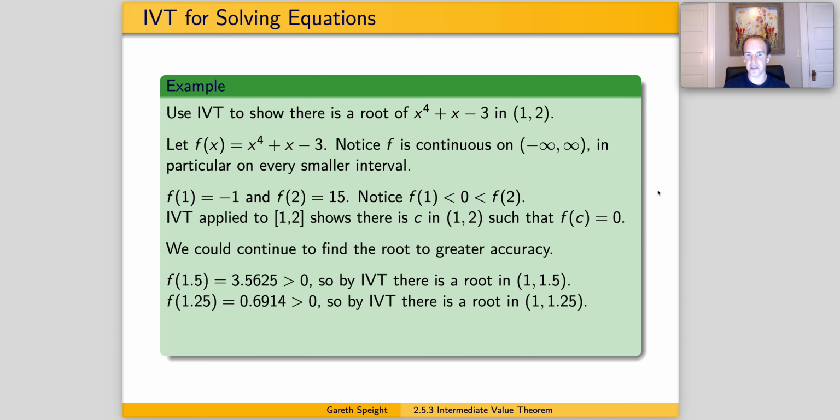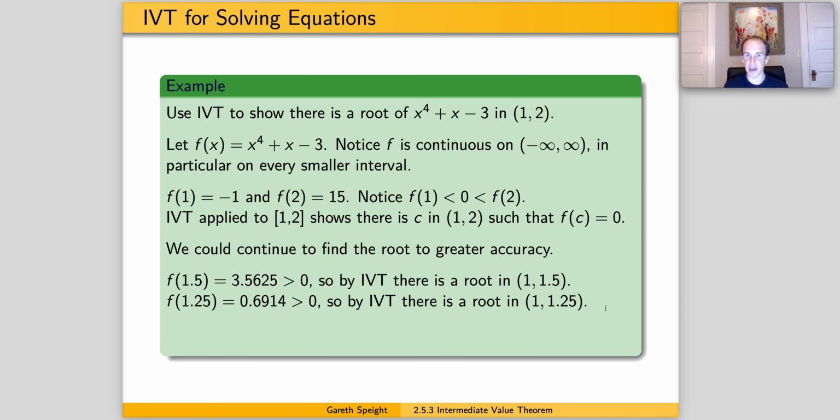So f of 1 is strictly less than 0. f of 1.25 is strictly bigger than 0. It's a continuous function, so it's going to have to cross 0 between the two values. So at some point between 1 and 1.25, the value of the function has to be equal to 0. Okay, so we've gradually narrowed down our root. In the first case, we know it was between 1 and 2. Then we know that it's between 1 and 1.5. Now we know that it's between 1 and 1.25.